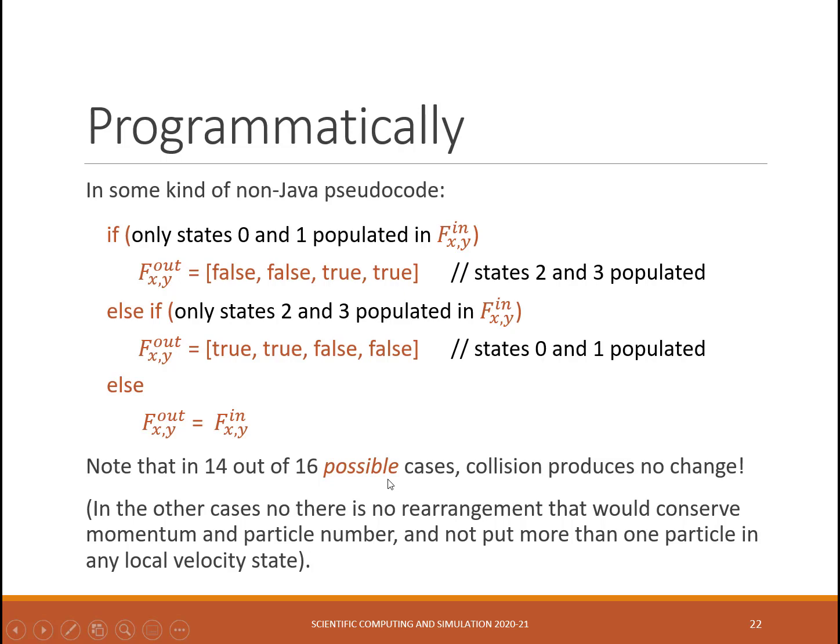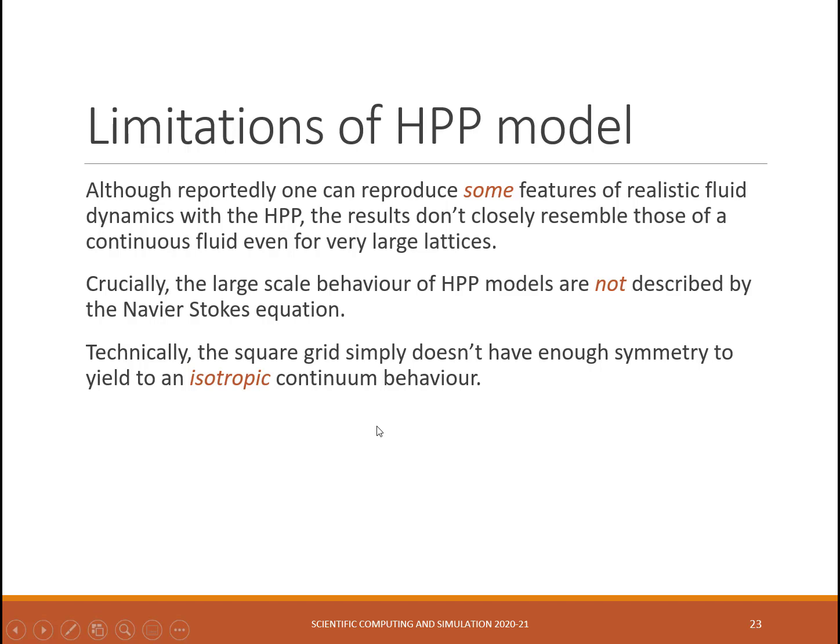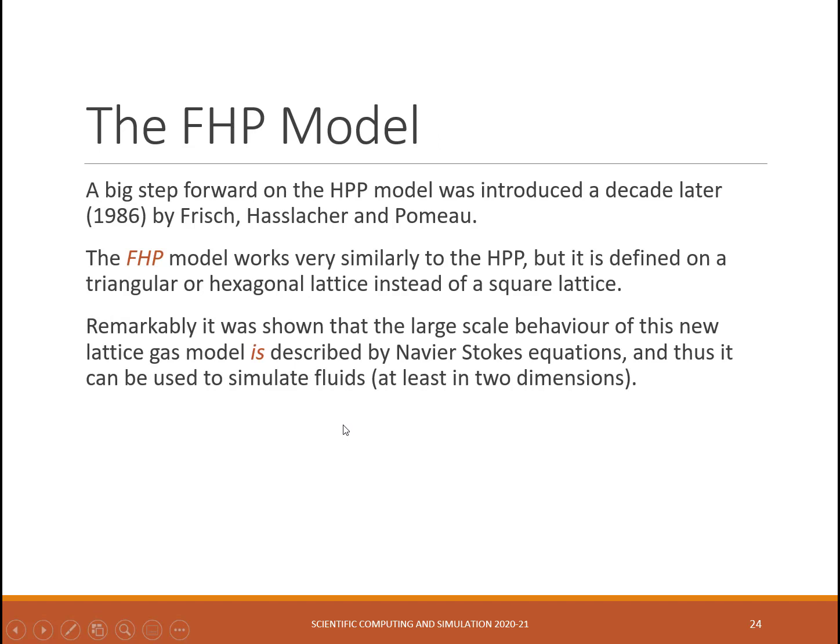Although HPP is able to simulate some features of realistic fluid dynamics, its output cannot accurately describe the motion of fluid substances as formulated by Navier-Stokes equation. To address this problem, in 1986, another simulation method named FHP was introduced. This model works very similarly to the HPP, but it is defined on a triangular lattice instead of a square one.